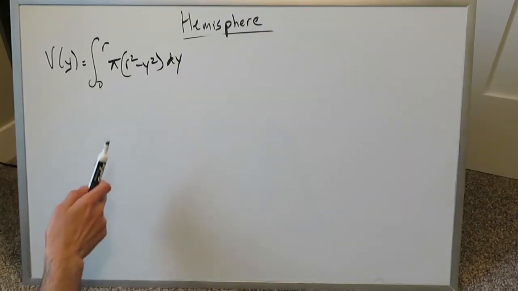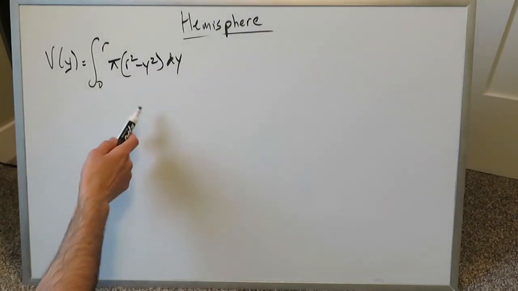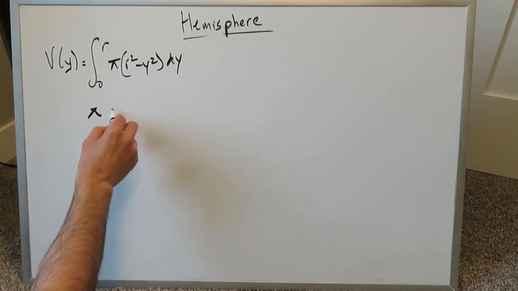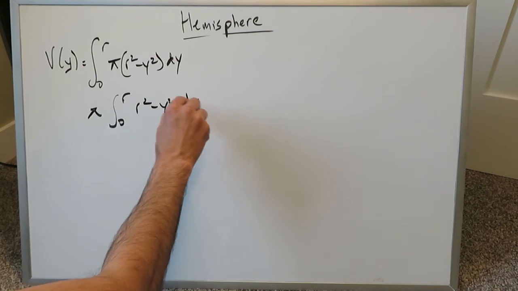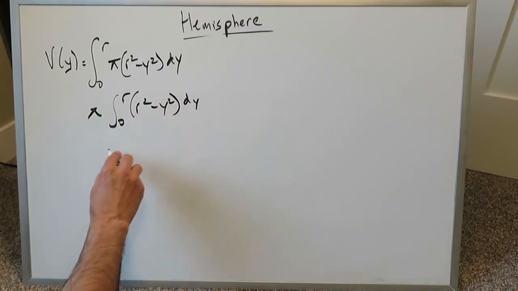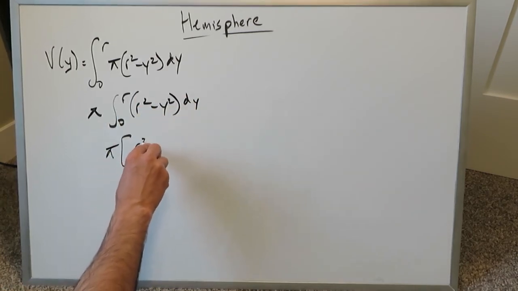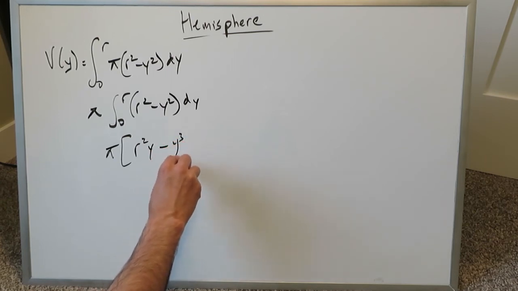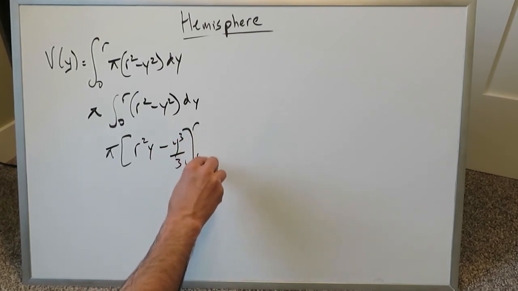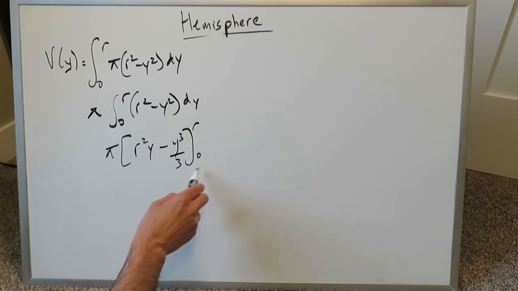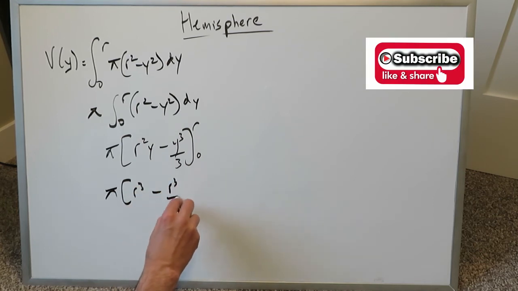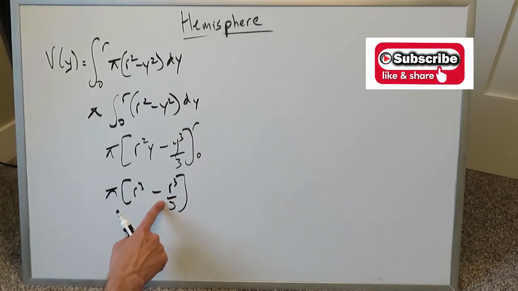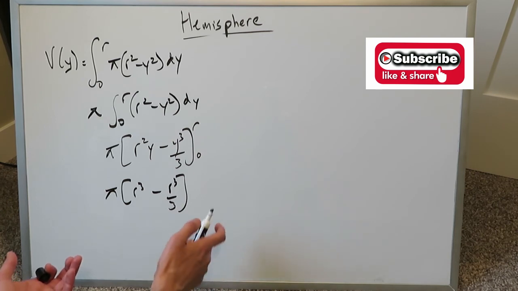Everything that we've talked about up till now has brought us to this point, and this is an easy integral to handle. Pi can come out as a coefficient. You have r squared minus y squared with respect to dy. When you integrate this polynomial, you get r squared y minus y cubed over 3, from 0 to r. You plug in the r's. Plugging in the 0 is meaningless because it's a null value. You have pi times r cubed minus r cubed over 3. This is just saying 1 minus 1 over 3, which is 2 over 3.